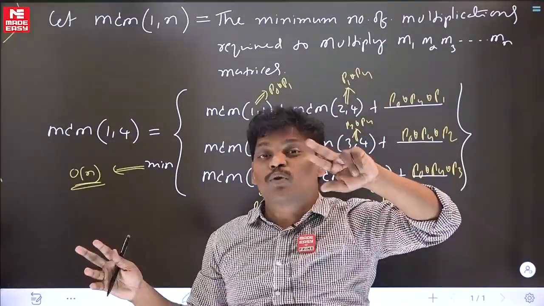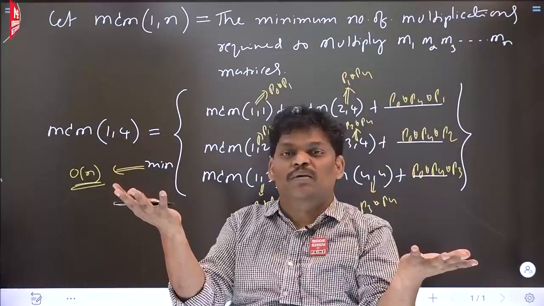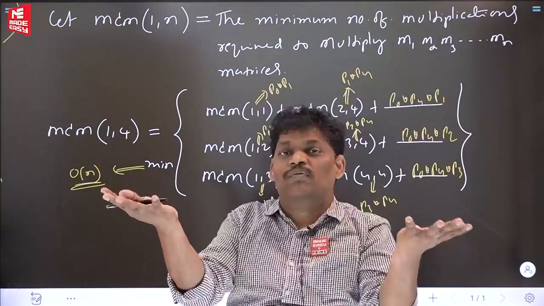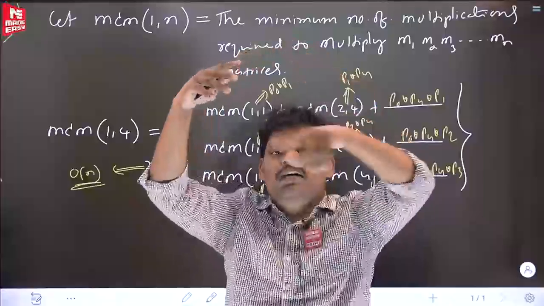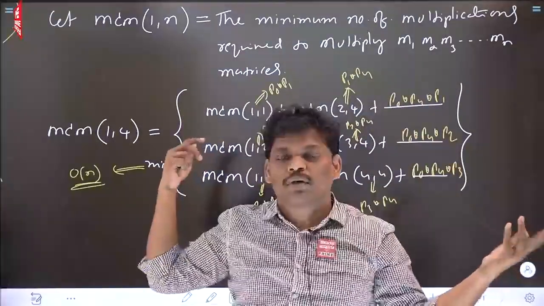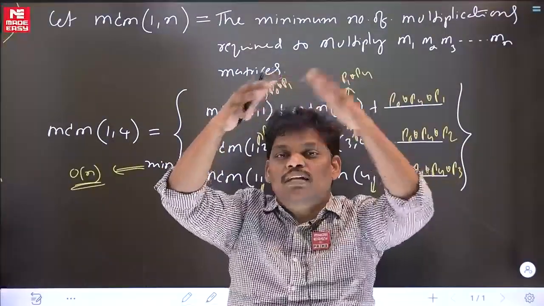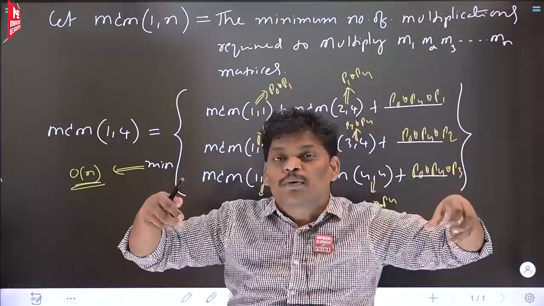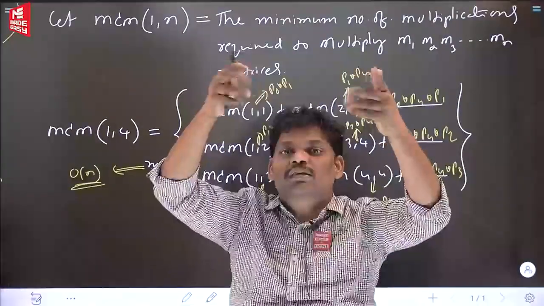In the case of Fibonacci, find Fibonacci of n minus 1, find Fibonacci of n minus 2. After getting these two, add them, which will take constant time. Adding 2 values will take constant time. Out of 2 values, finding the maximum is 1 comparison, constant.